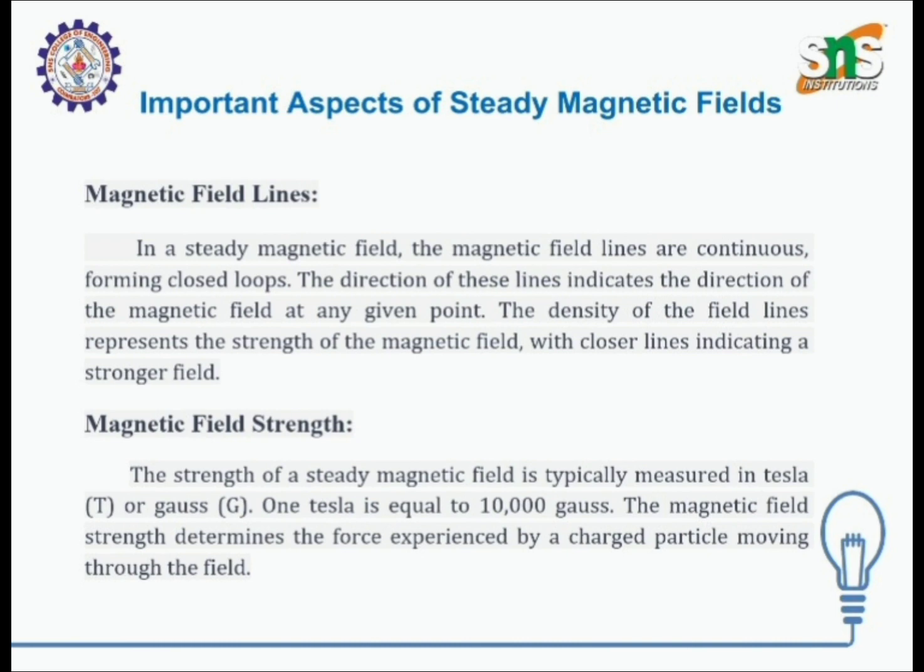Next is magnetic field strength. The strength of a steady magnetic field is typically measured in Tesla or Gauss. 1 Tesla is equal to 10,000 Gauss. The magnetic field strength determines the force experienced by a charged particle moving through the field.